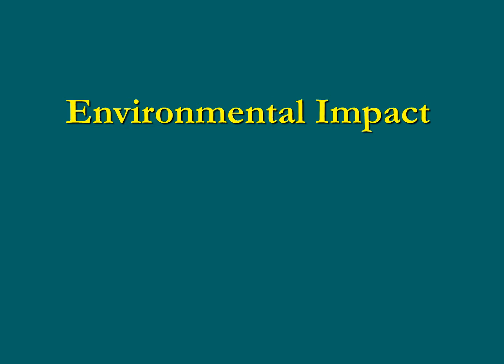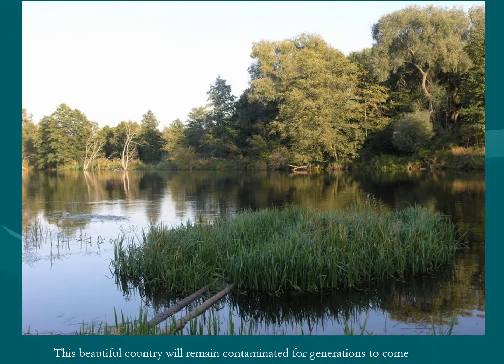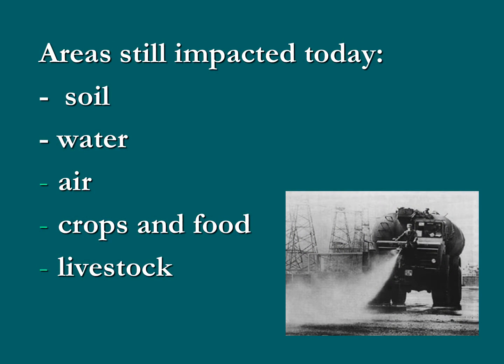Environmental impact. So this beautiful country will remain contaminated for generations to come. So all of this area is still contaminated with radioactive material. Areas still impacted today: the soil, water, air, crops and food, and livestock. All of these areas are still, to this day, contaminated with radioactive fallout.